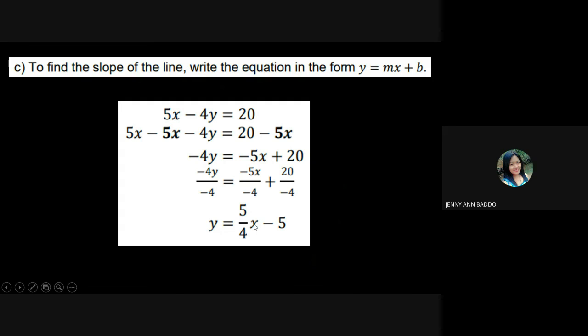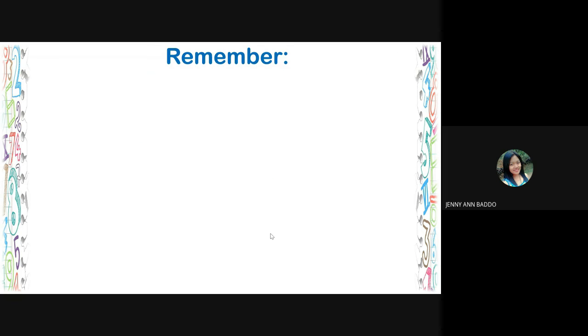So we already have the equation of the line in the form y equals mx plus b. With this, we can now easily determine the slope and the y-intercept. The slope here is 5 over 4 and the y-intercept is negative 5. So that's all on linear functions.